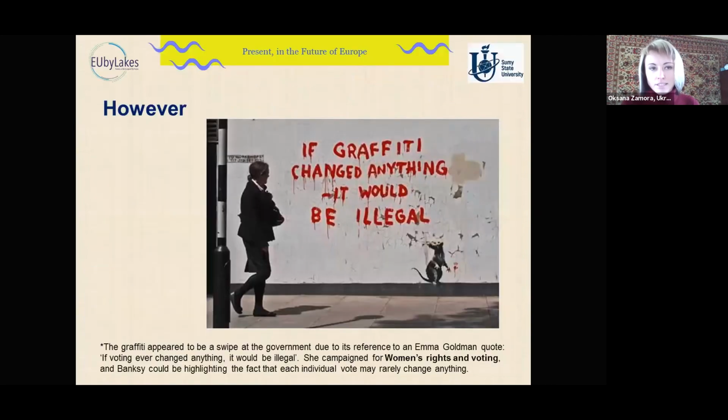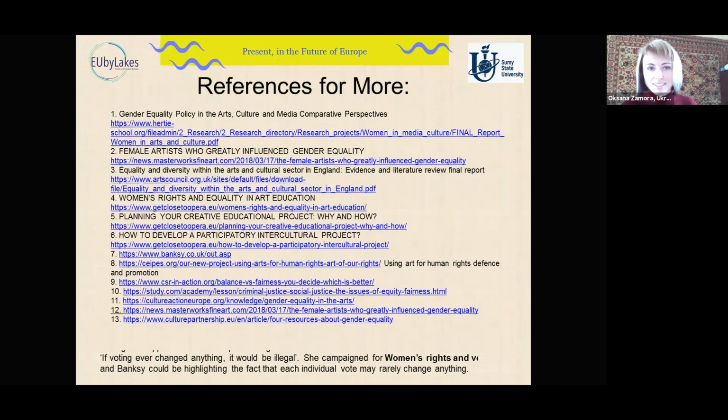And the last thought for you to feed your minds: if graffiti could change anything, it would be illegal. Very deep thought. With this, I'm leaving a huge list of references.